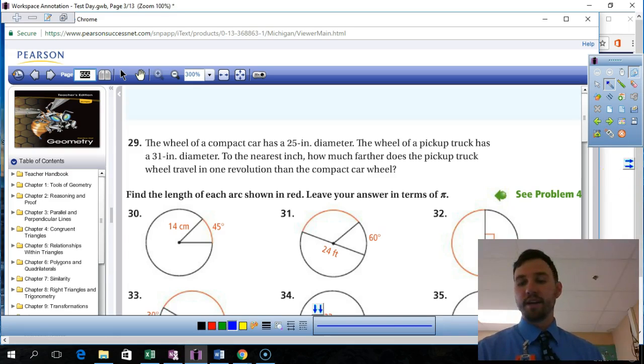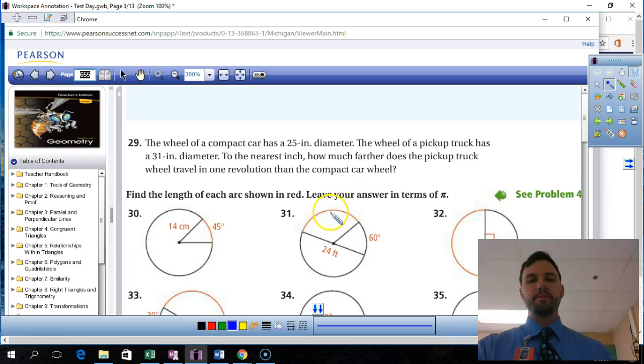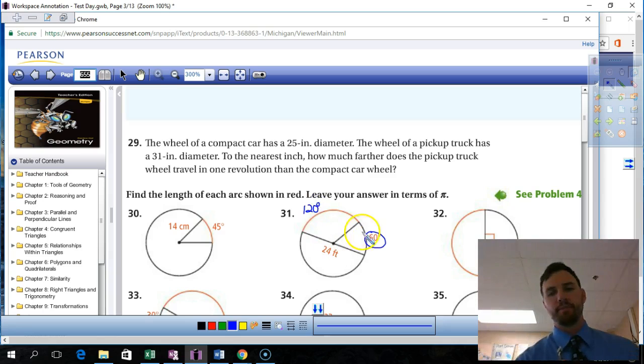Alright, we're almost there. Next, on page 655, number 31, we need to find the length of the red arc. If this is 60 degrees, first we have to find the degree measure. What's this red arc? Well, it's 180 minus 60 degrees, which is 120 degrees. That is your arc measure.